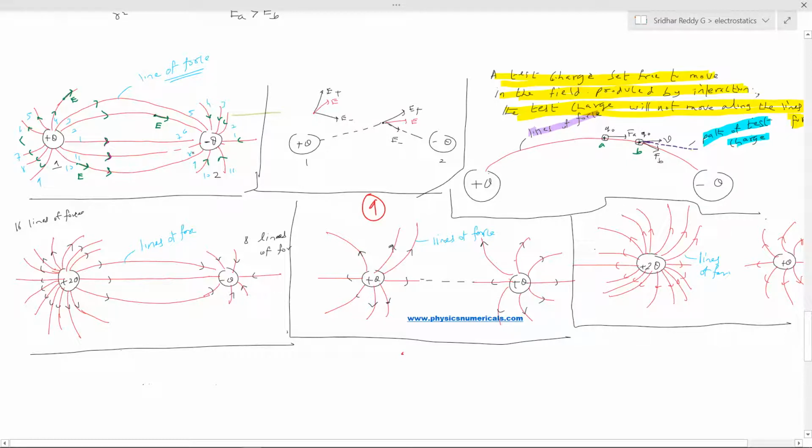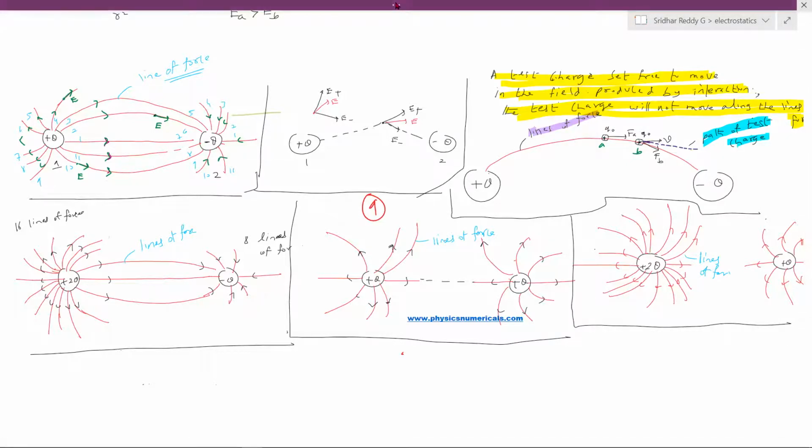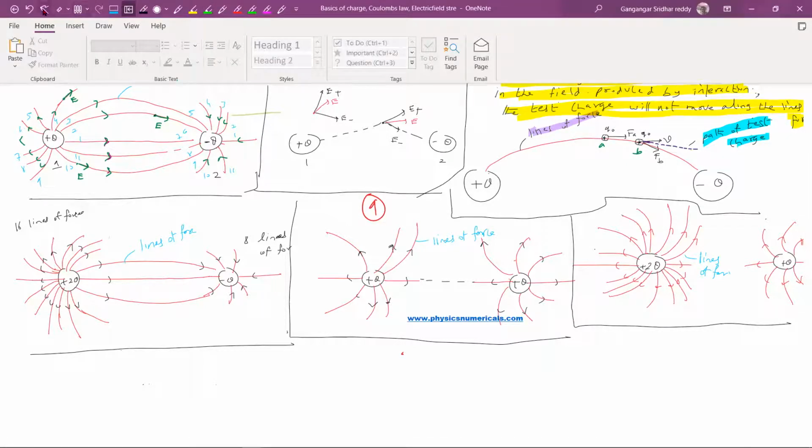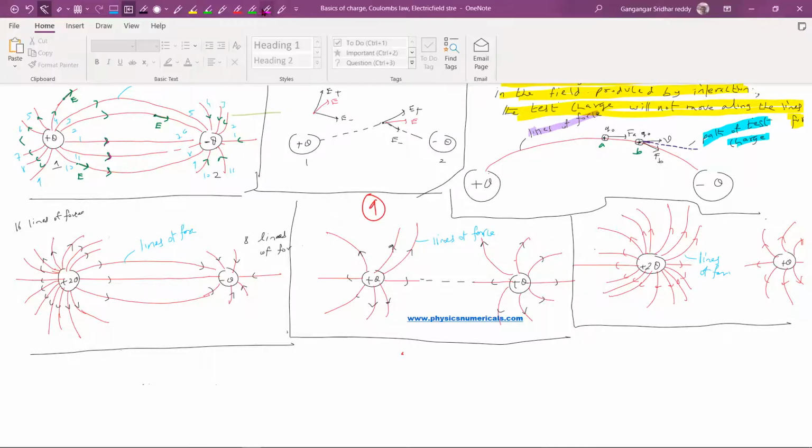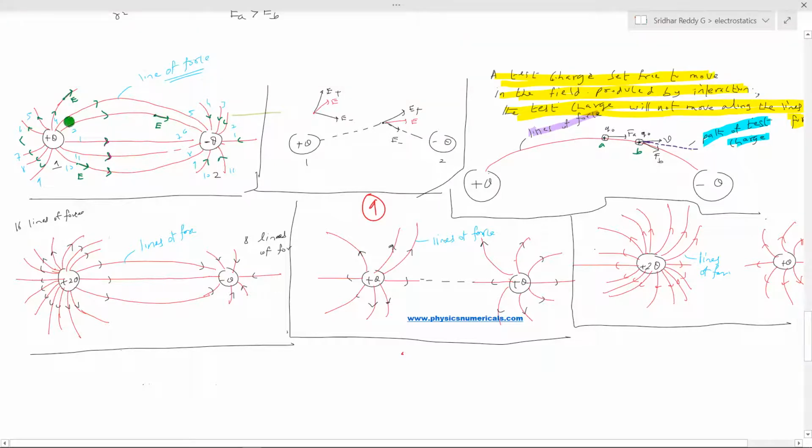Now, why should I take it in this way? Because we already made a rule, no? The number of lines of force should be proportional to the magnitude of point charges. 1, 2, 3, 4, 5, 6, 7, 8, 9, 10, 11. Here also, if you count, they are 11.